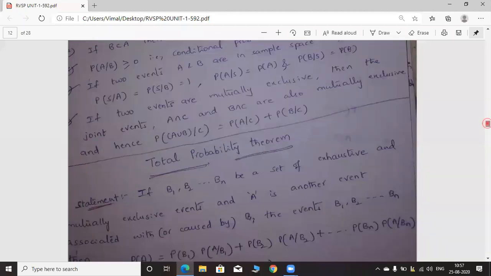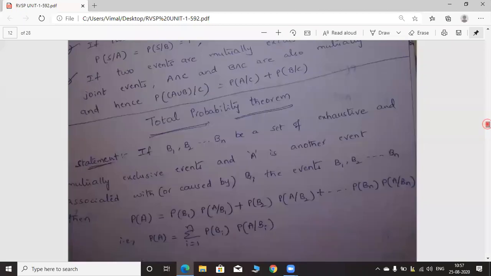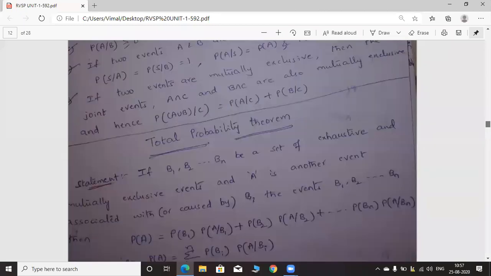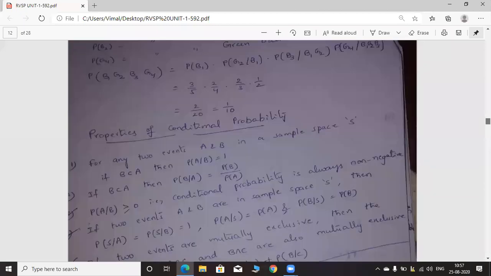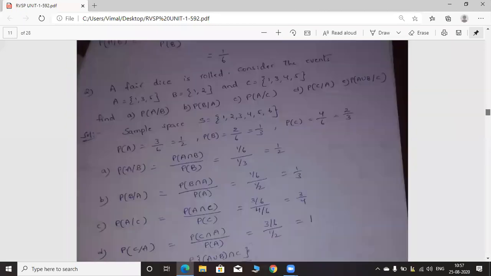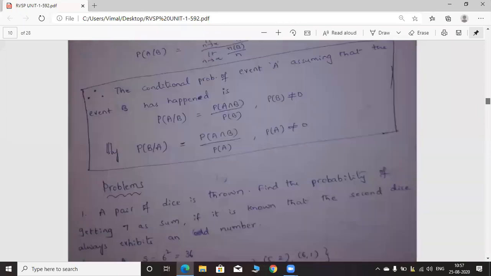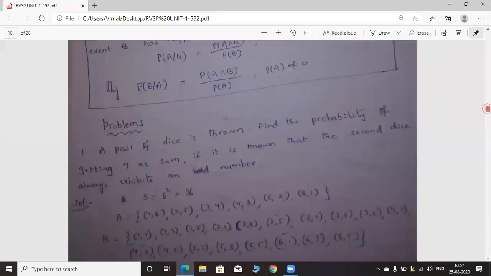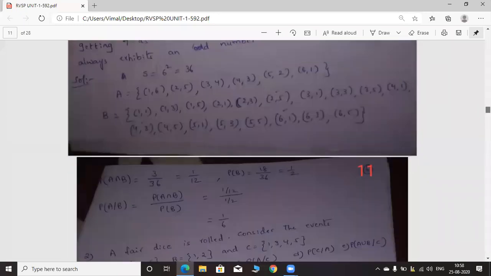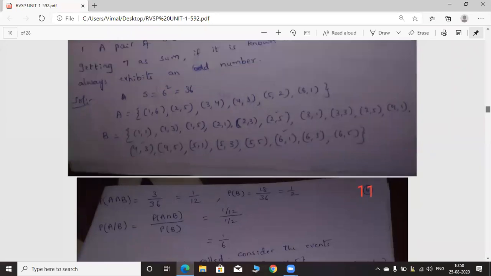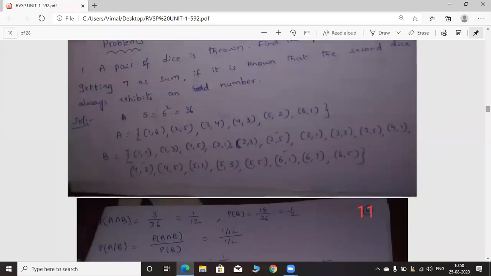Next, in the next class, we will discuss the total probability theorem. On Thursday's class, let us discuss the total probability theorem. In this class, I explained three problems. All these three problems are very easy for you, because you already learned these concepts in mathematics. I think you solved these problems also.